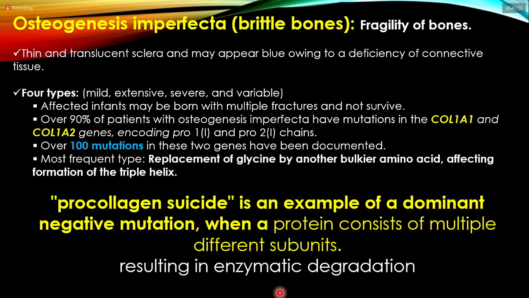Now, osteogenesis imperfecta, because it's related to different types of mutations, we have more than 100 mutations that have been recognized and are related to the collagen genes. We are expecting different manifestations, in other words different types of osteogenesis imperfecta.